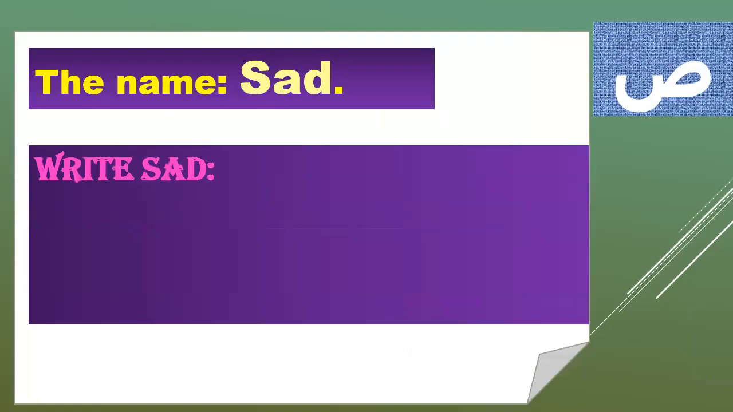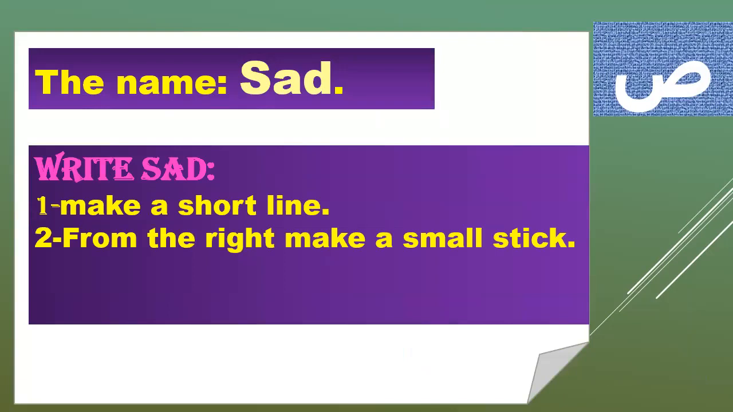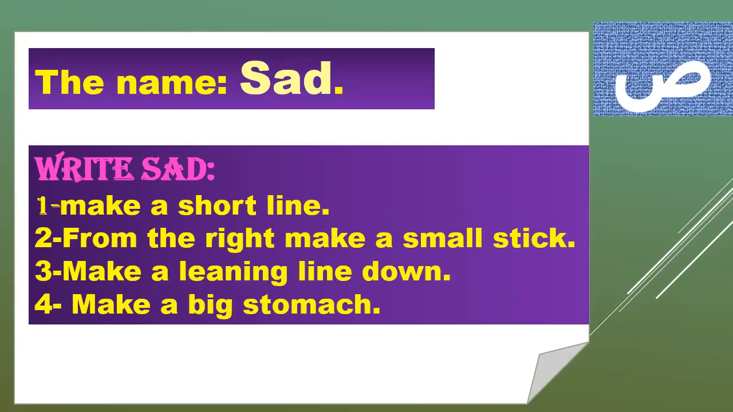How to write Saad? Make a short line. From the right, make a small stick. Make a leaning line down. Make a big stomach. Did you finish? Very good.